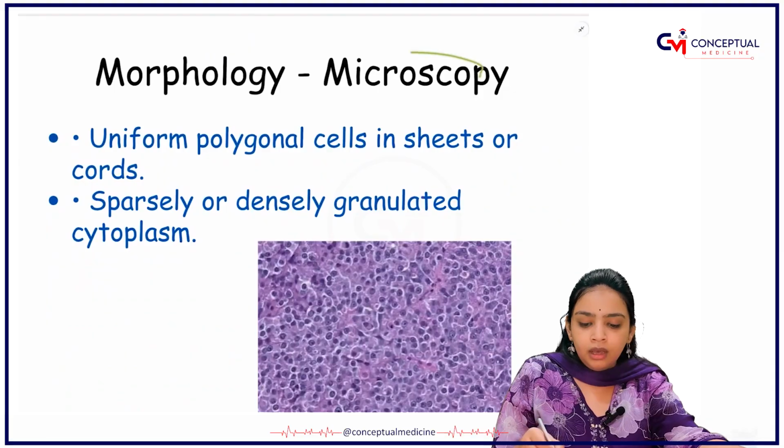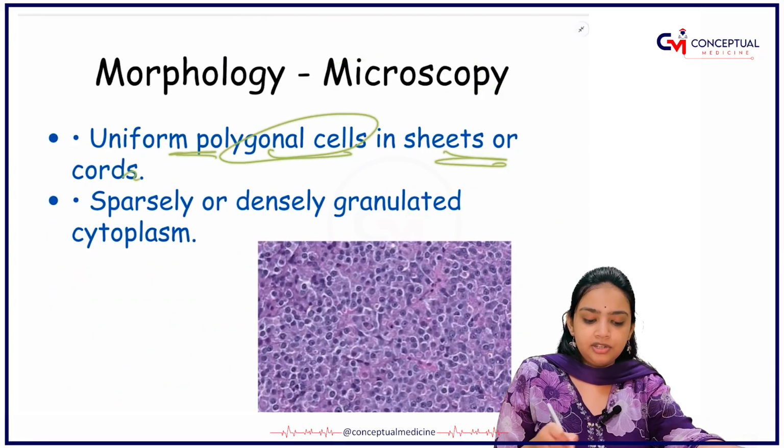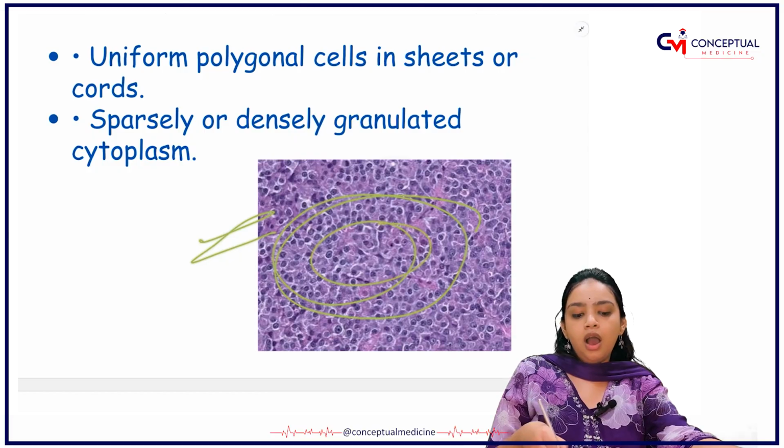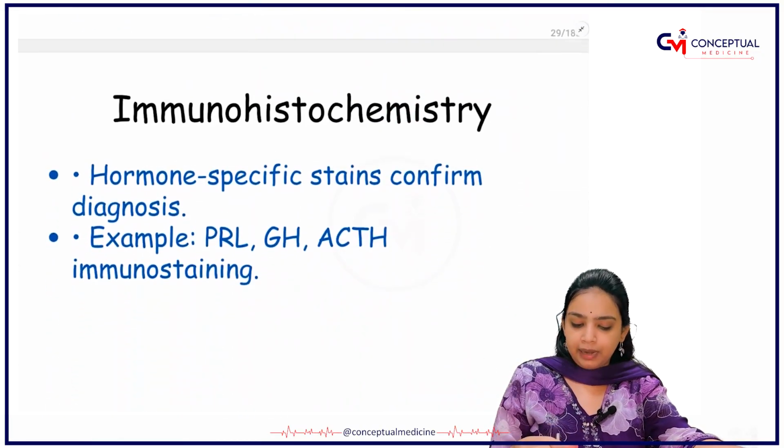Okay, if I talk about the microscopy, then there are uniform polygonal cells in sheets or cords. They have sparse and densely granulated cytoplasm. See, this blue hole shows the sparsely and densely granulated cytoplasm.